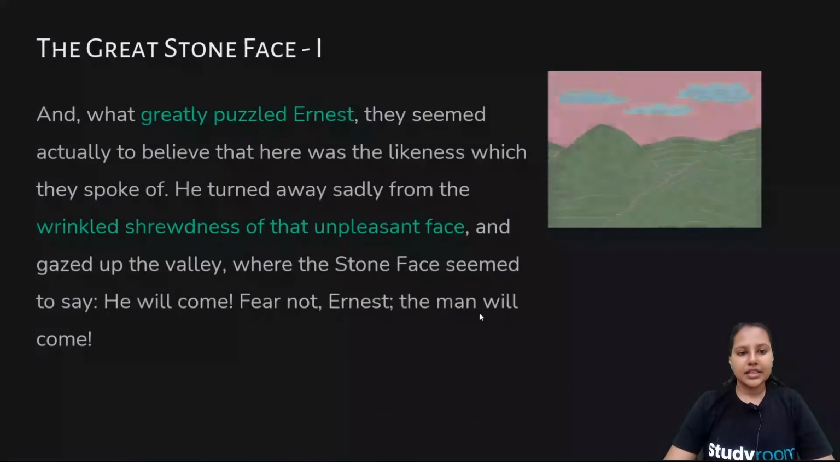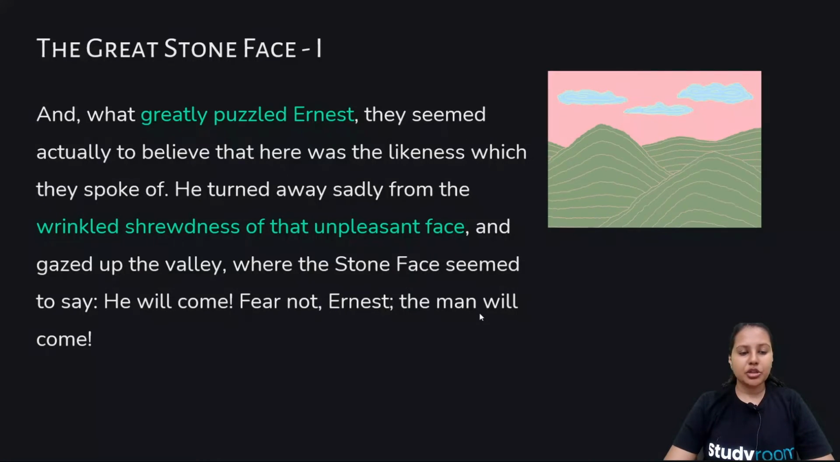And what greatly puzzled Ernest was that they seemed actually to believe that here was the likeness which they spoke of. He turned away sadly from the wrinkled shrewdness of that unpleasant face and gazed up the valley, where the stone face seemed to say, "He will come, fear not, Ernest, the man will come."